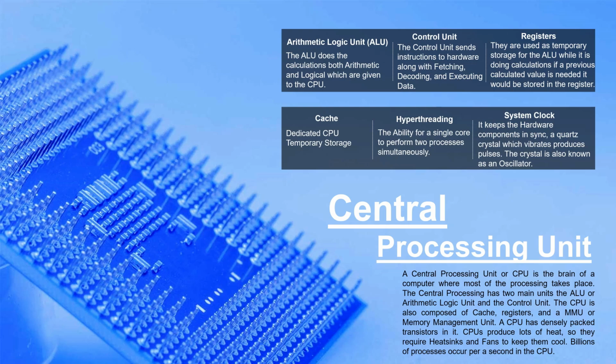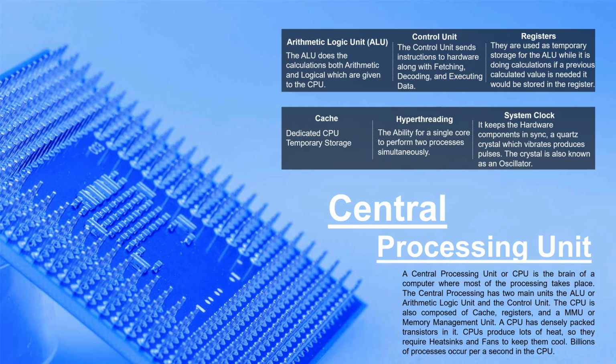Cache is dedicated CPU temporary storage. It's where temporary files that the CPU needs are stored. An interesting thing that CPUs are able to do is hyperthreading. Hyperthreading is the ability for a single core to perform 2 processes simultaneously, and is generally used for better performance from a CPU. A CPU also has many densely packed transistors in it. Because of this, they produce a lot of heat, so they require heat sinks and fans to keep them cool. If you've ever opened up a computer, you've probably noticed that the CPU has a heatsink, a fan, or both.